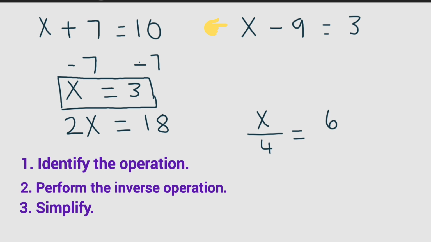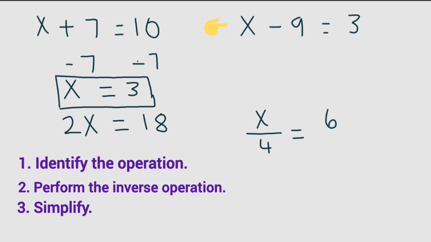The next equation is x minus 9 equals 3. Now let's follow the steps. The first step is to identify the operation that is being performed on the variable x. Here we see that the operation is subtraction. Now, the next step is to perform the inverse operation. So if the operation is subtraction, we need to add the same number to both sides of the equation. The opposite of subtracting 9 is adding 9. So we're going to add 9 here.